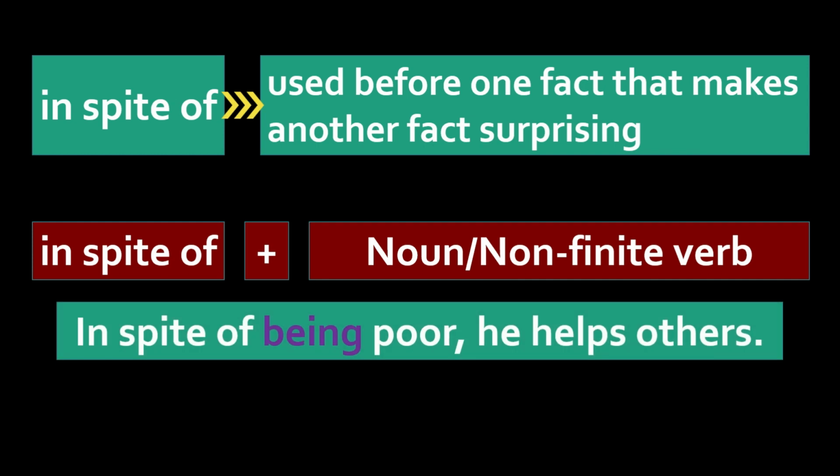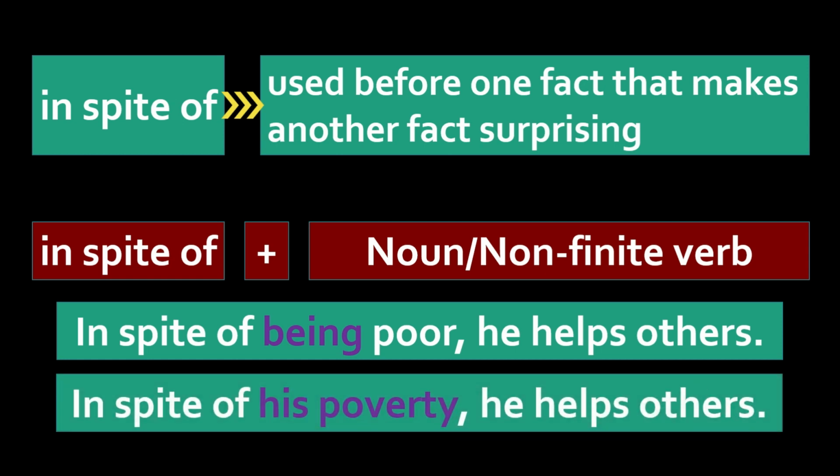Look at this here. In spite of being poor, he helps others. Now here, being is a gerund, a non-finite verb. So we use be, V1 plus ing. In spite of being poor, he helps others. We use the clause as it is.